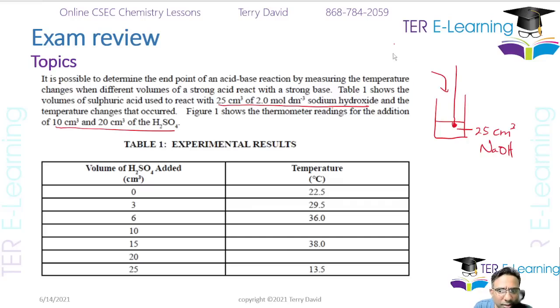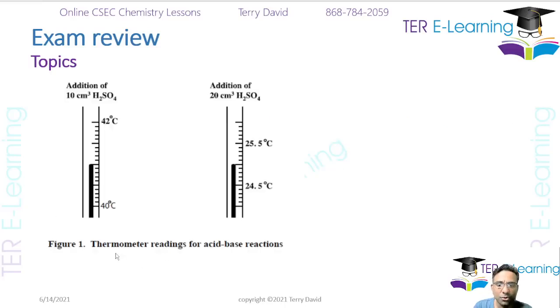And then you're going to keep adding some acid to the sodium hydroxide. In this case, we're adding sulfuric acid. And every time you add the sulfuric acid, you measure the temperature. So when no acid is added, the temperature of the solution was 22.5. Then you added 3 cm cube, and you got a new temperature of 29.5. You added 6 cm cube, and then we got a new temperature here. So the more acid you add, the temperature change is being measured every time. So let's see what they want us to do.